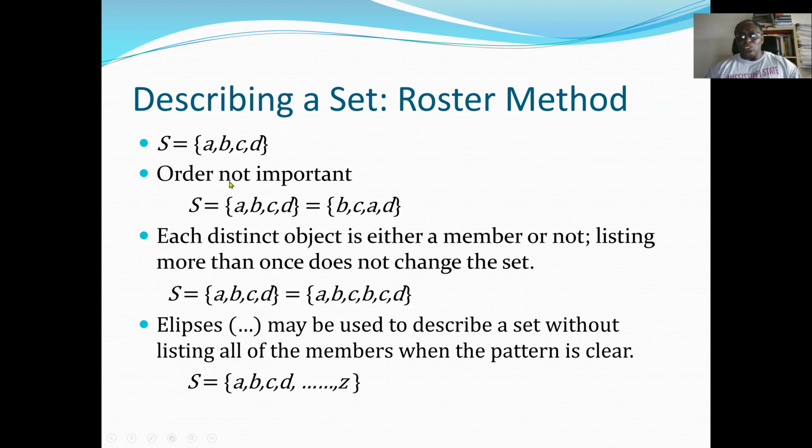Again, the order is not important. So we can say here we have S equal to {a, b, c, d}. We can also say it's the same as {b, c, a, d}.